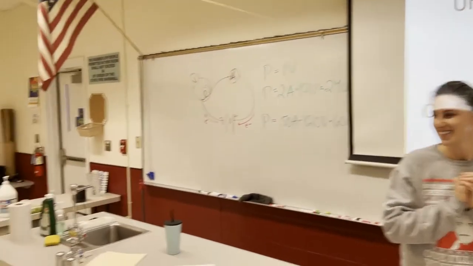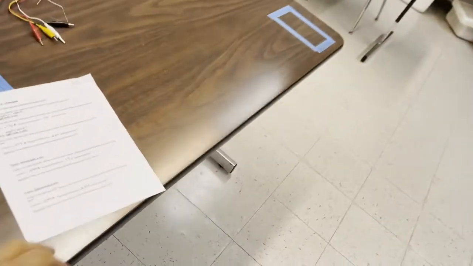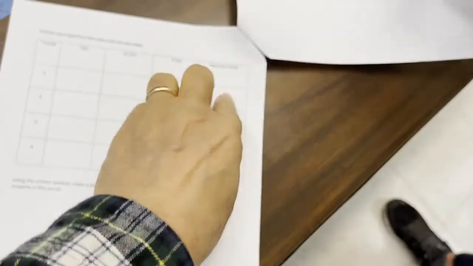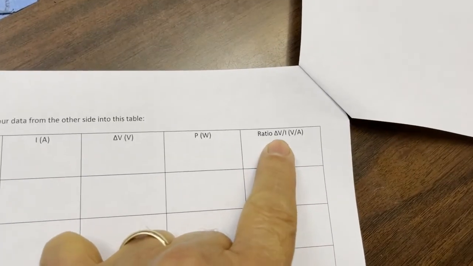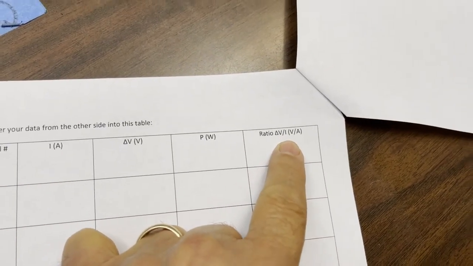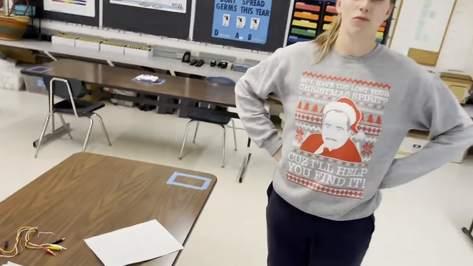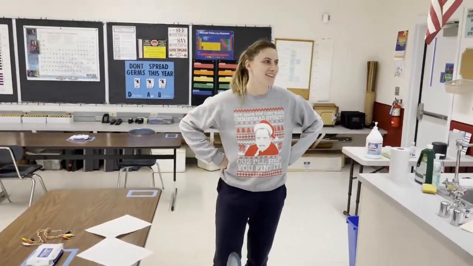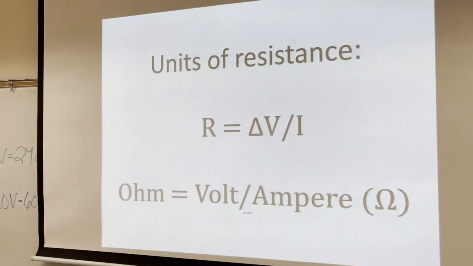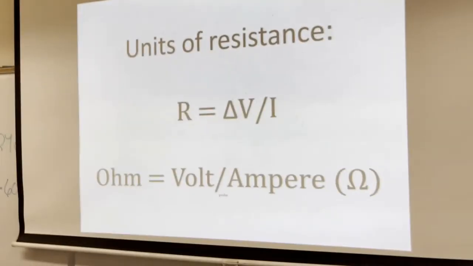Oh, one last thing that occurs to me. We had you calculate the ratio of the potential difference to the current. What is that? What do we call that? I think it's this right here. Resistance. That's right.